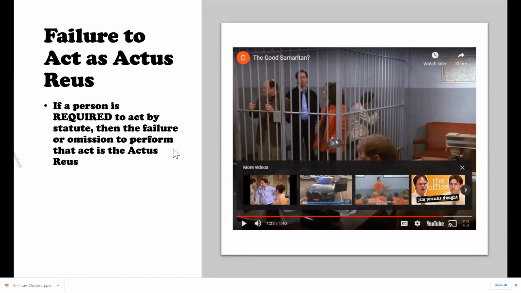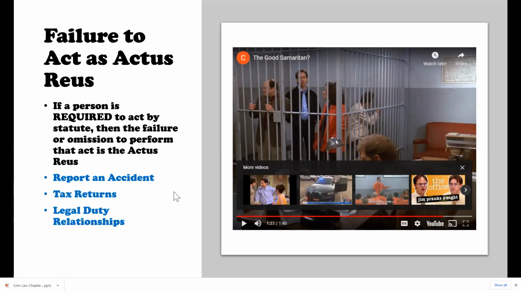Another one is to report an accident. If you're involved in an accident, the law requires you to report it. Your failure to report it is the actus reus. Tax returns. You must file tax returns, pay taxes. Your failure to do that is the actus reus.